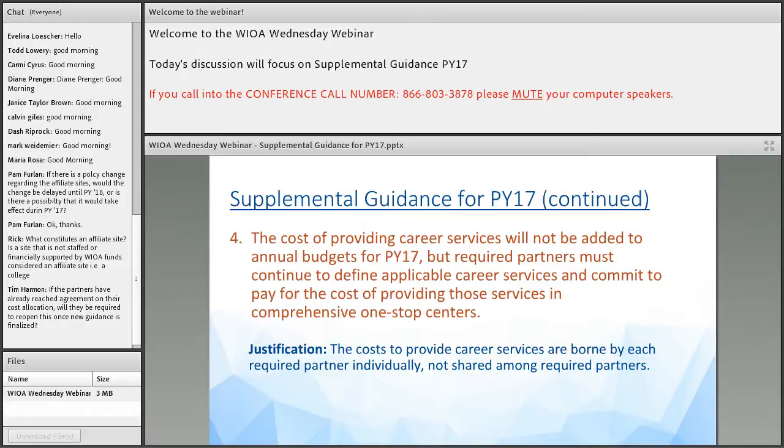So the WIOA Interagency Work Group will continue to study this requirement, and this is one of the primary points of clarification sought in the letter sent to DOL in February. But again, the approach in Illinois is that each required partner has to cover its own costs of providing the career services, and right now it will not be reflected in the budget. This is another item that could potentially change in program year 2018, depending on how the federal government responds.